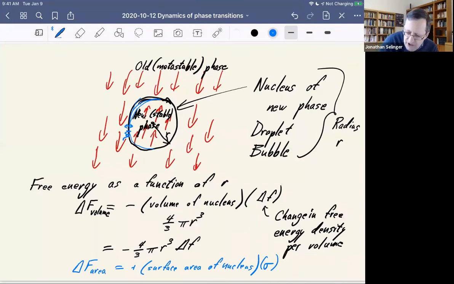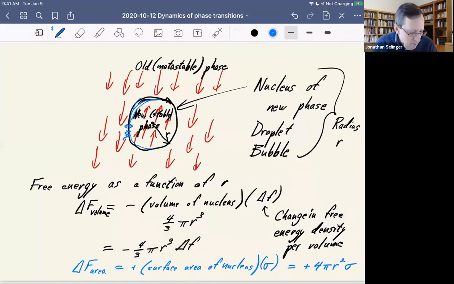So the surface area, this is, of course, an area. The surface tension is an energy per area, and together they give something with units of energy. So if we combine those things, we get a free energy associated with the area, which is positive: the surface area of a sphere. So that's 4 pi r squared times sigma.